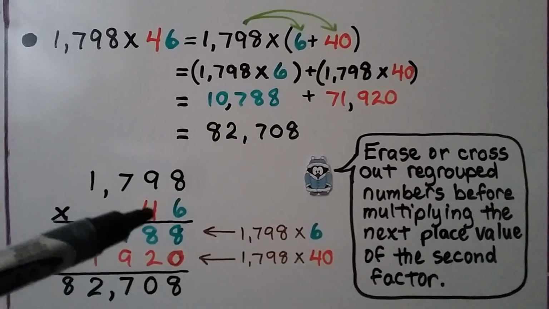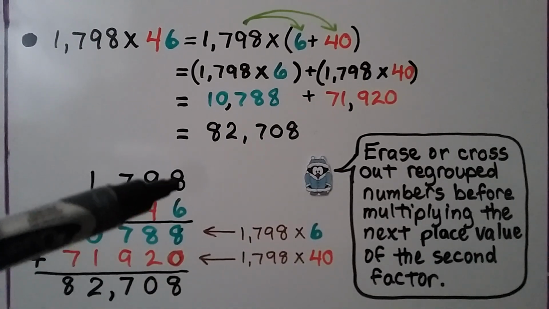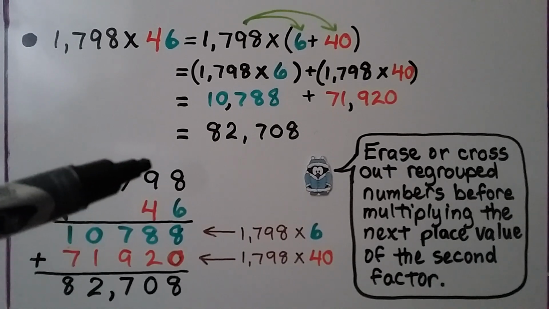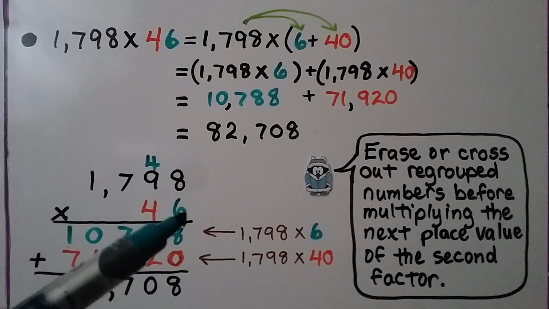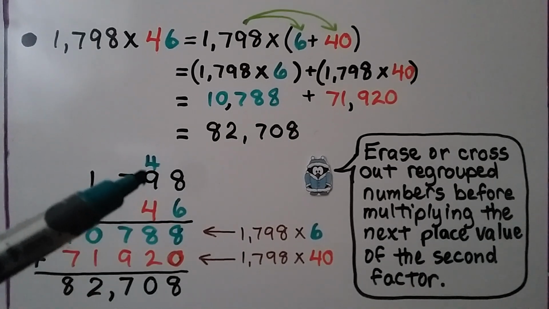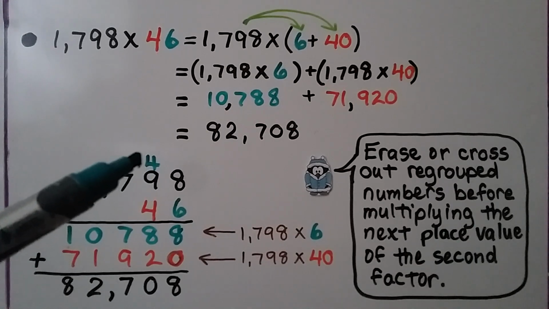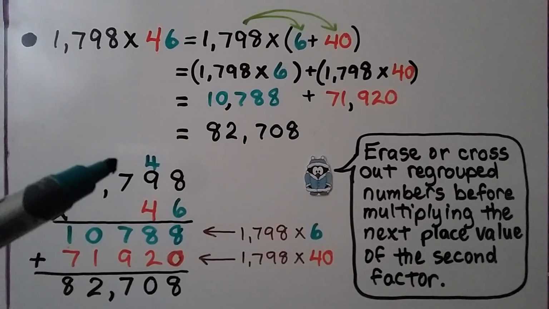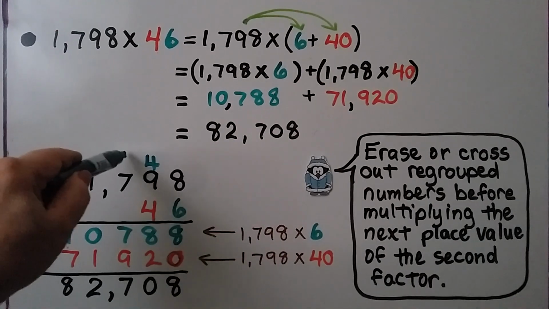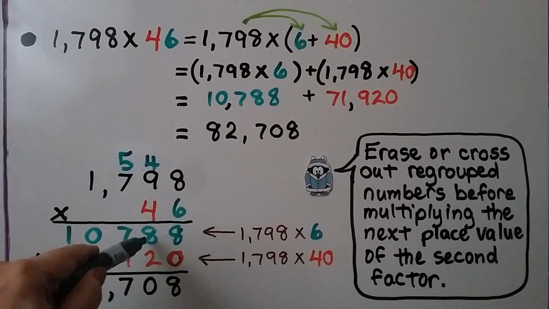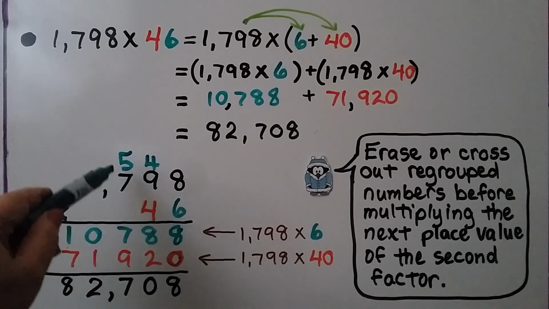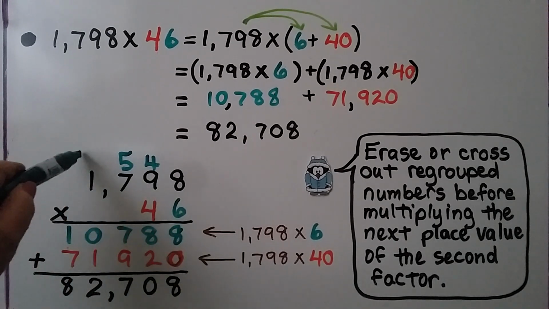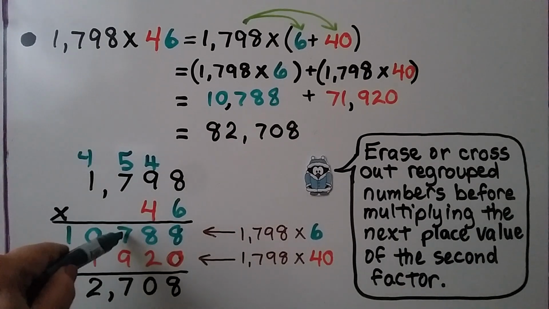So, starting in the ones place, we do 6 times 8, which is 48. We're going to regroup the 4 and write the 8 down here. Now we're going to do 6 times 9, which is 54, plus 4 more is 58. We're going to regroup the 5 over to here and write the 8 down. Now we're going to multiply 6 times 7, which is 42, plus 5 more is 47. We're going to regroup the 4 and write the 7 down.